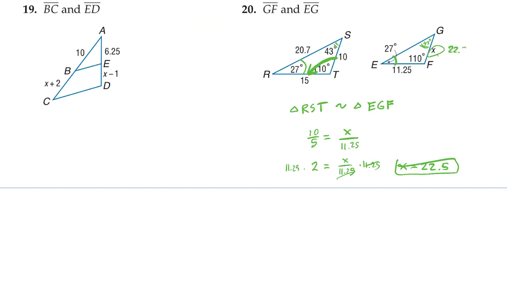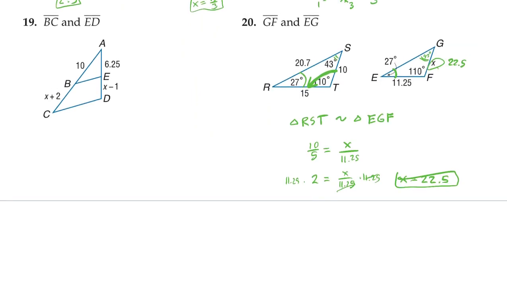Well, that's 22.5. What's EG? Well, what the heck? It's totally blank. Well, that's when we use ratios and proportions, right? So we say, okay, well, I'm going to use two sides that I know. So 10 is to 22.5. This side is to this side, as RS is to this side. So that means 10 is to 22.5 as 20.7 is to, and then I'm going to call this y. I don't know this side length.